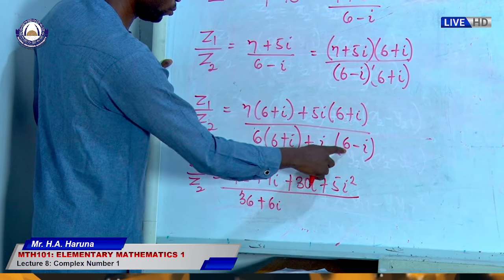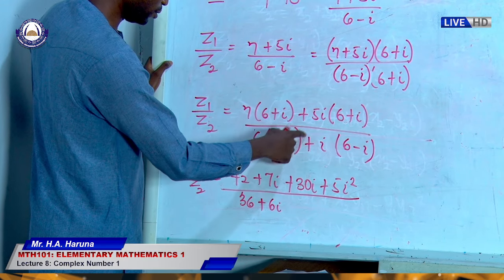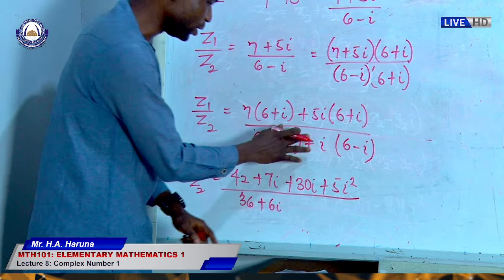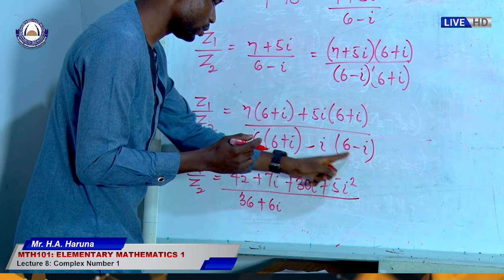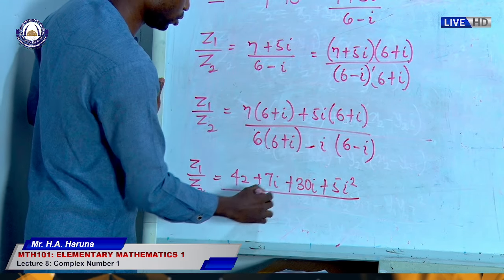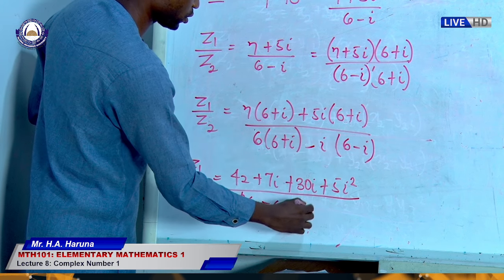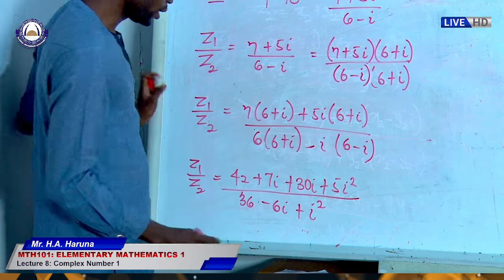Also, when you multiply this, sorry, this one should be negative. We are distributing this over this, so it's negative, sorry. So this is going to be i times 6, you have minus 6i. Also, i times i will be plus i squared.